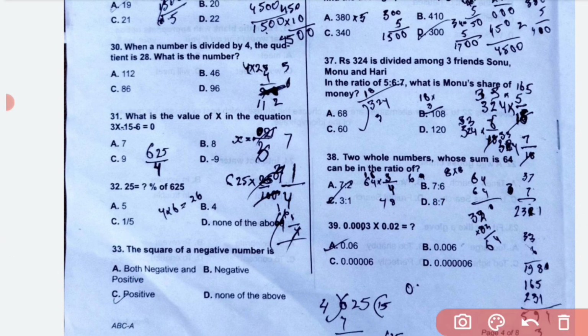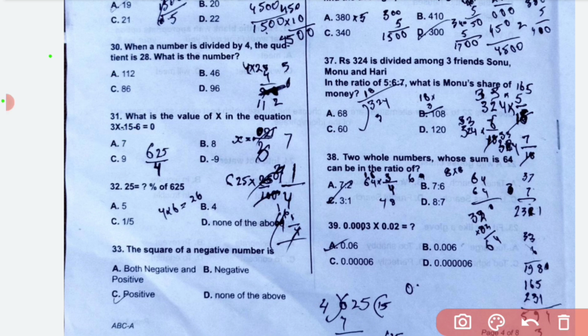When a number is divided by 4, the remainder is 28. What is the number? 112. What is the value of x in the equation 3x minus 15 minus 6 equals 0? Question number 31 is 7.